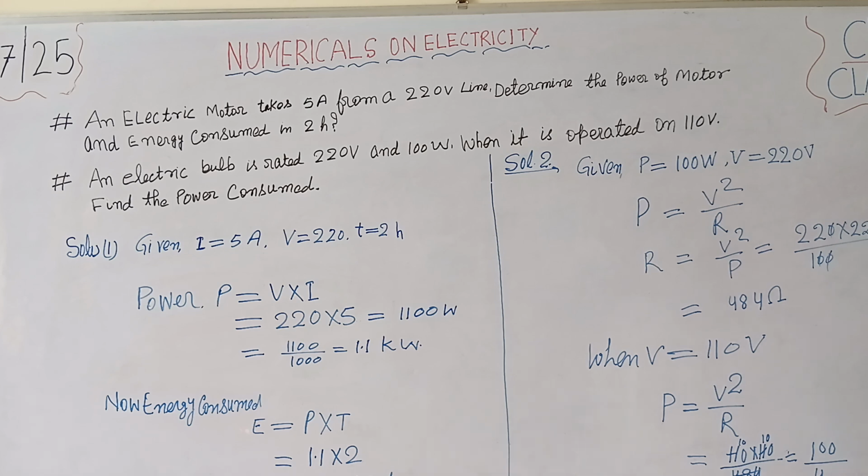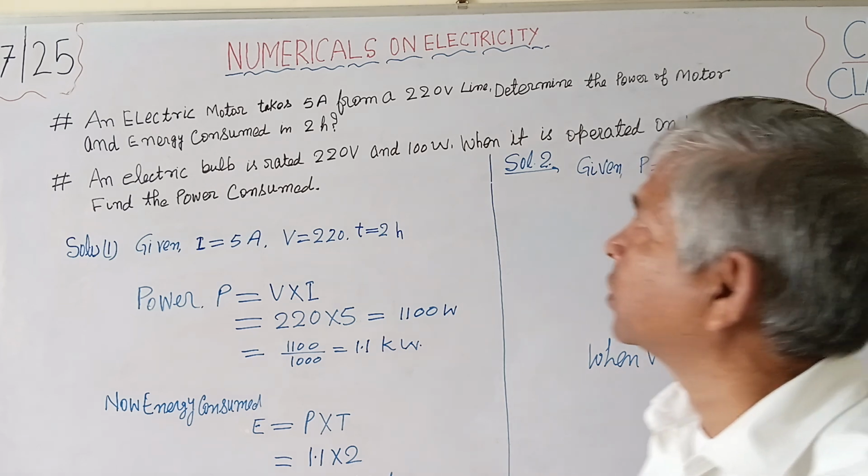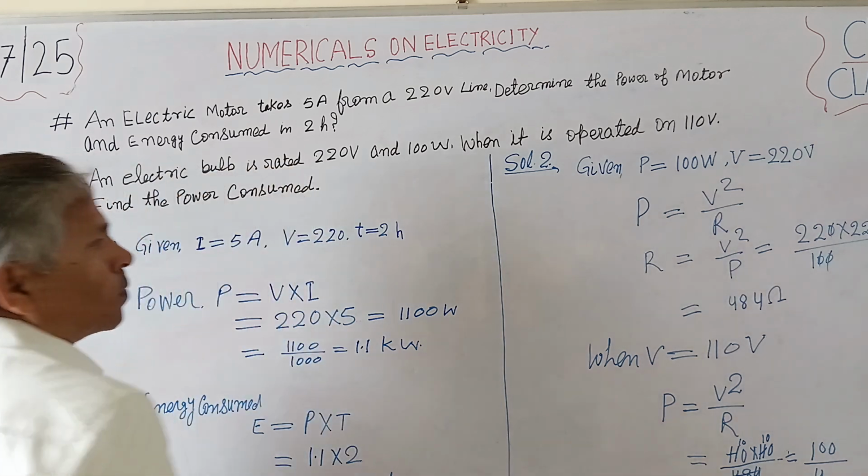So you can see that earlier when the voltage was 220 volt, the power drawn was 100 watt. Now the voltage has been reduced to 110 volt, the power drawn is 25 watt. So in this way we can solve the given examples on electricity.